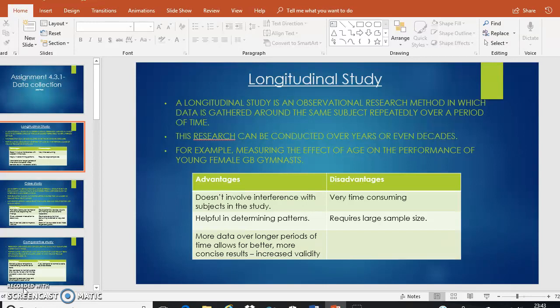One type of study is a longitudinal study. This is an observational research method in which data is gathered around the same subject over a period of time. This can be conducted over years or even decades. For example, you could measure the effect of age on performance of young female Great British gymnasts.